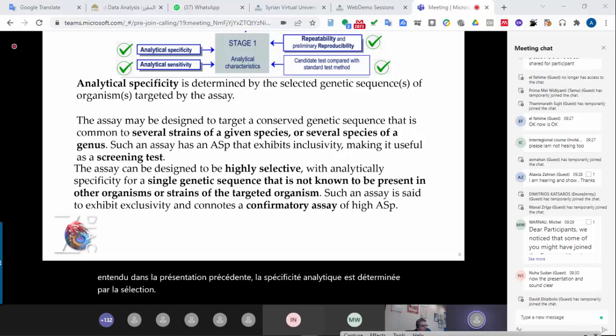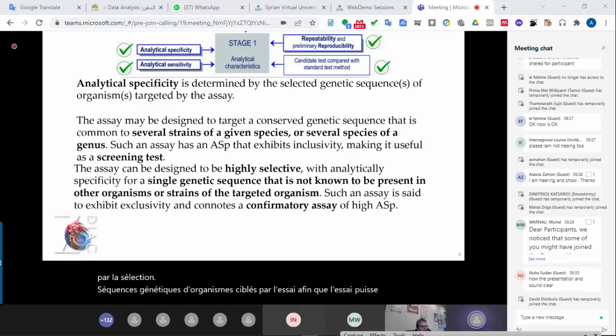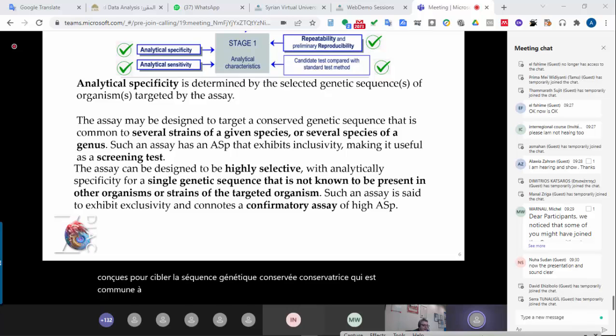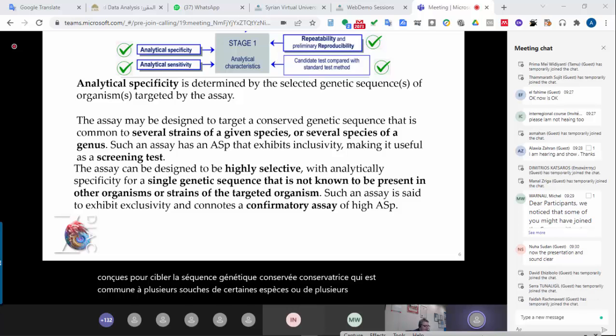So as we heard in the previous presentation, analytical specificity is determined by selected genetic sequences of organisms targeted by the assay. So an assay can be designed to target a conserved genetic sequence that is common to several strains of some species or several species of a genus of some microorganisms. So this assay exhibits great inclusivity, making it a good candidate for a screening test.